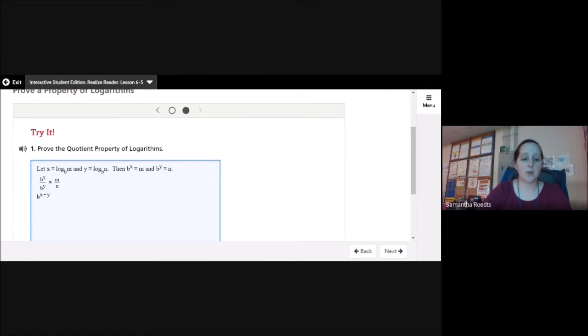Here, b to the x minus y. So this is, remember, the quotient property of exponents. They have the same base, so I can subtract their exponents. Equals m over n. So x minus y, I'm going to rewrite this from exponential into logarithmic form. So remember, this becomes my answer. Equals log base b of m over n. And then I'm going to substitute in my x and my y values. So log base b of m minus log base b of n equals log base b of m over n.